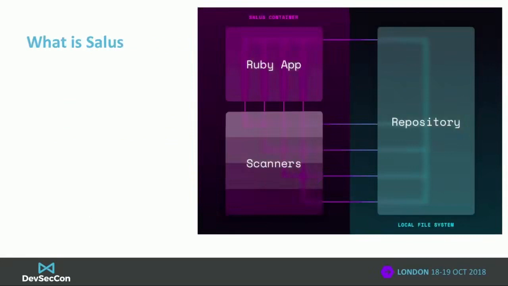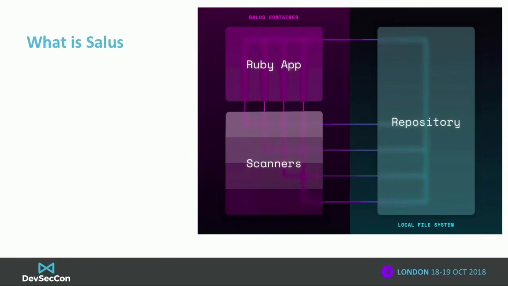So what exactly is Salus internally? As I said, it's a big Docker container, and it has many components, but let's say two. One is the Ruby application itself, which is just a small blob of code that will coordinate scanners. It looks at the source code and decides: is this a Ruby app? If yes, maybe I should run this scanner. Is it a Rails app? If yes, I should run this scanner. Is it a Node app? If yes, I should run this scanner. And then it also has all the scanners installed for many different languages.